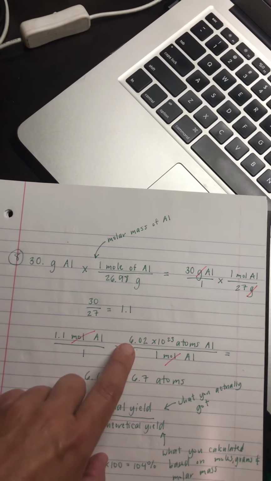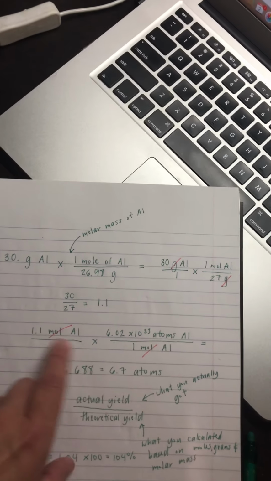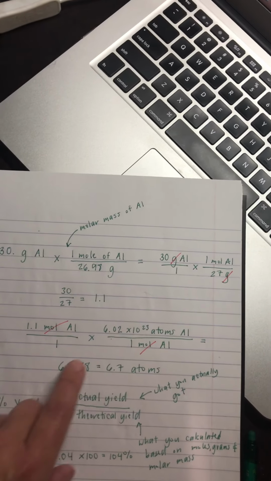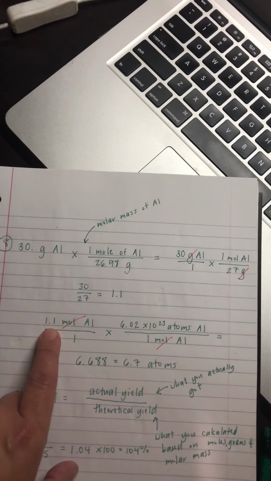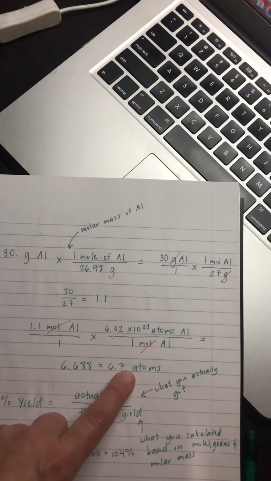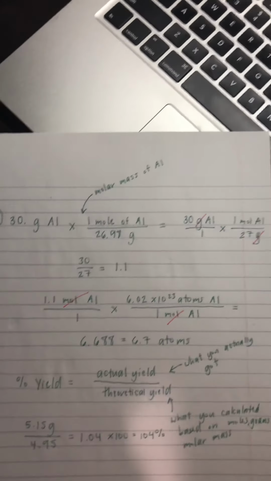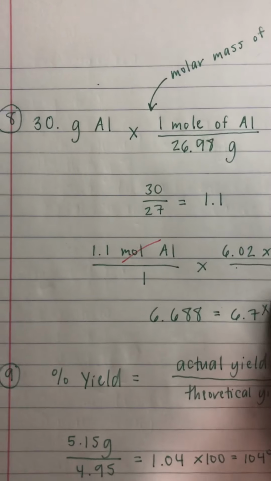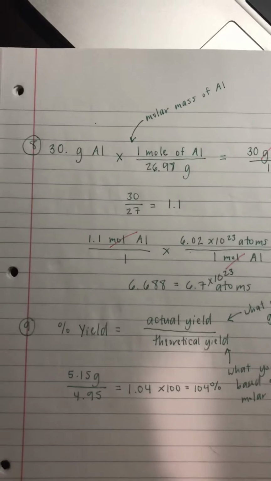So 1 mole contains 6.02 times 10 to the 23rd power atoms. Moles cancel. 1.1 times 6.02 equals 6.688. Repeating, we're only going to keep 2 significant figures, based on the original 30. So it becomes 6.7 times 10 to the 23. I didn't put that in there, so let me add that here. Times 10 to the 23rd atoms of aluminum in 30 grams.